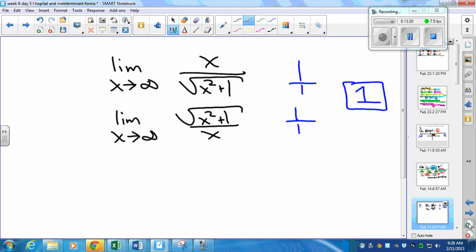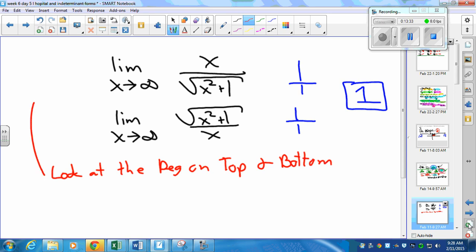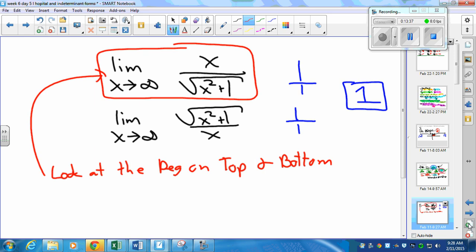This is that whole idea of look at the degree on top and bottom. We talked about this yesterday. So let's go back to this original one here. Degree on top, that's x to the 1. So the top degree equals 1. The bottom degree is not 2. Don't say 2 because it's x squared, but then you square root that. So the key is the square root of x squared makes it still a degree 1.